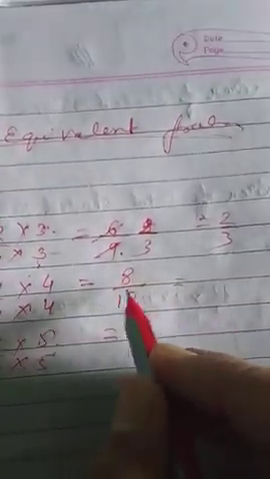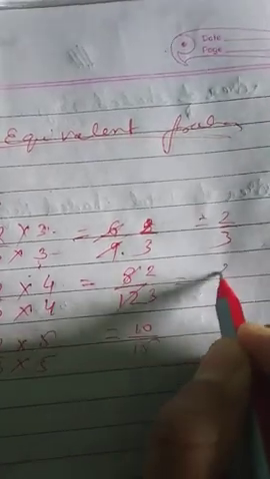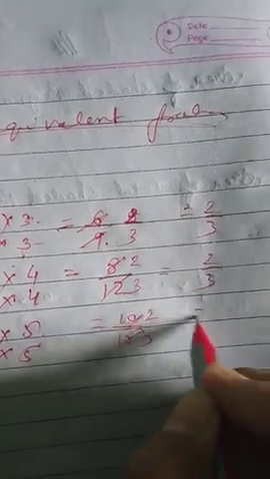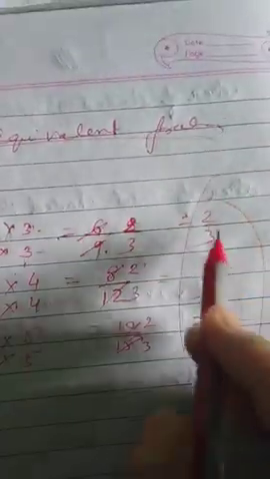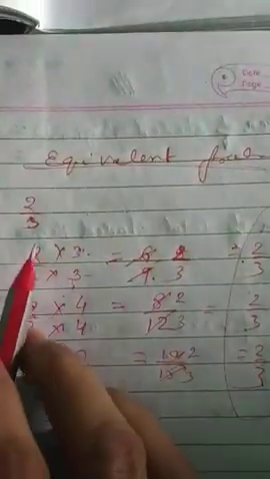Here you just cancel out. 4 2s are 8, 4 3s are 12, 2 by 3. Here 5 2s are 10, 5 3s are 15, 2 by 3. You can see all these are 2 by 3, 2 by 3, 2 by 3, which is equal to this 2 by 3. So all these are equivalent fractions.